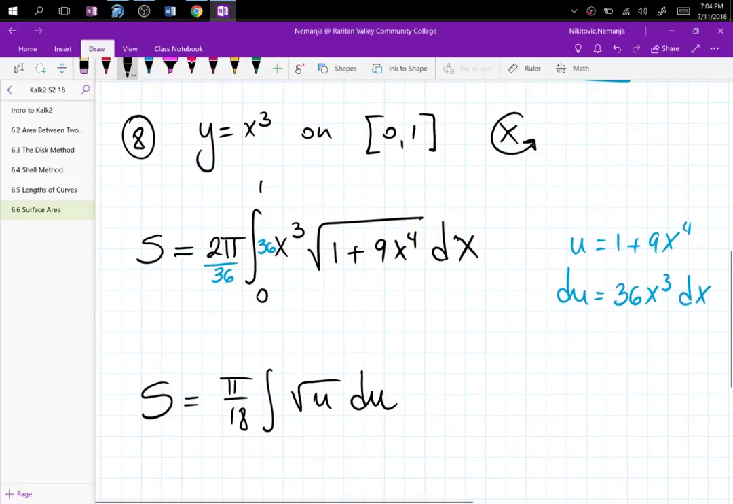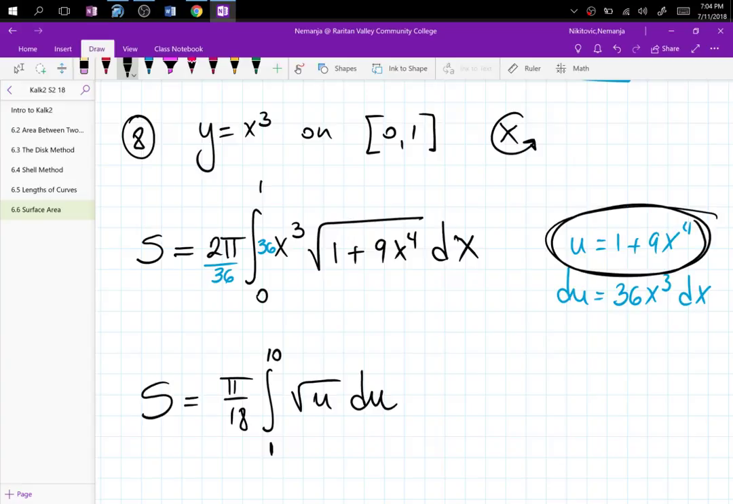Plug in 0, lower limit is 1. Plug in 1, upper limit is 10. So we switched everything to u. We don't have to worry about x's anymore. We don't have to worry about converting it back. When you plug 0 and 1 into the substitution equation, when I plug in 0, this term dies, and we just have 1. When I plug in 1, 1 to the fourth is 1, so 9 plus 1 is 10.